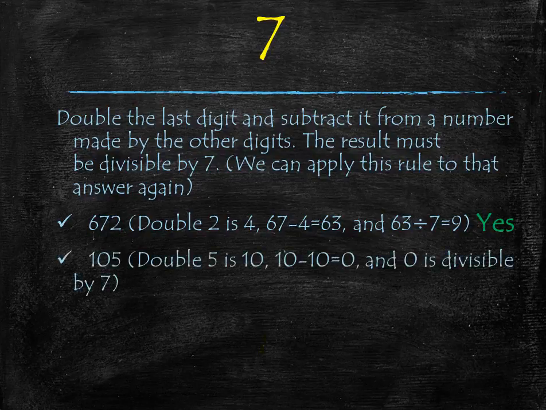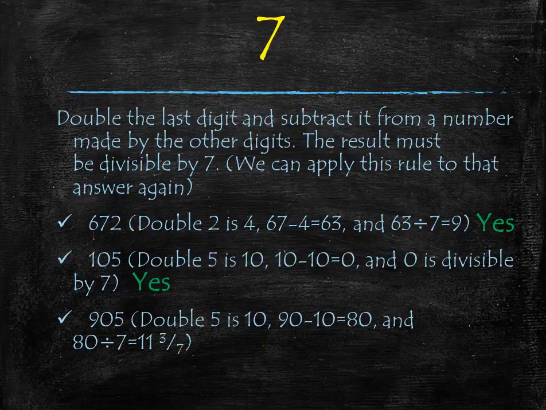105. Double the 5 equals 10. 10 minus 10 equals 0. 0 is divisible by 7, so yes. 905. Double the 5. So 90 minus 10 equals 80. 80 is not divisible by 7, so no. 905 is not divisible by 7.